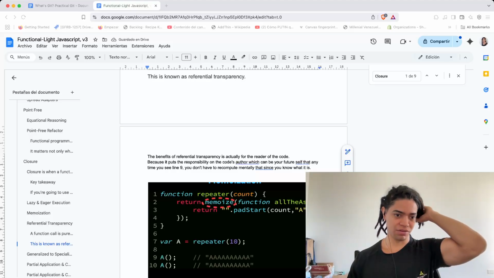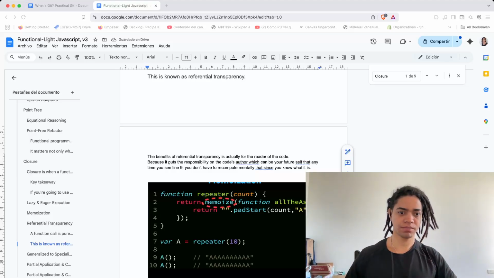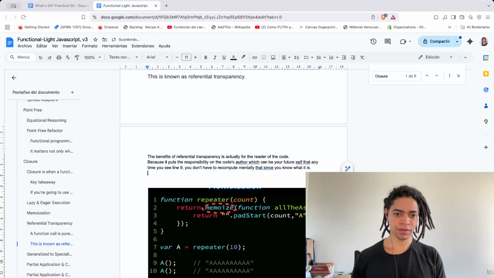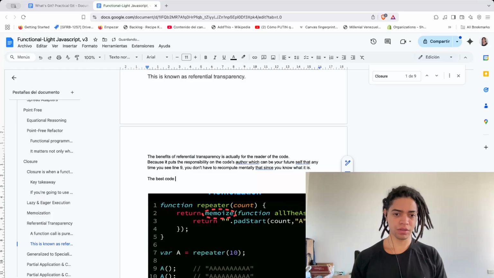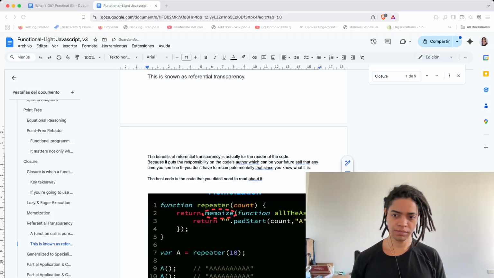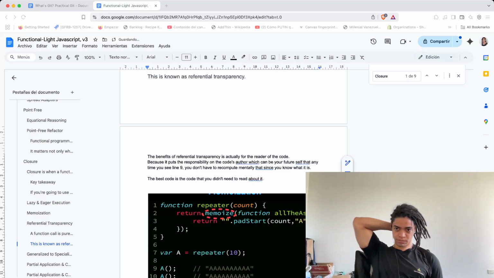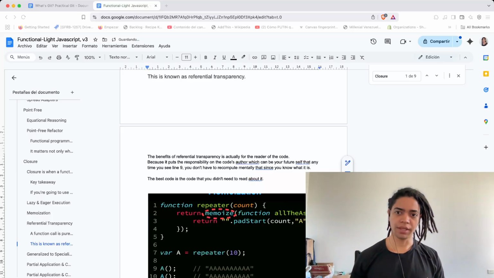I said at the outset of this course, the best code is the code that didn't have to be read in the first place. So the best code is the code that you didn't need to read, and then not have to redo that work over and over and over again.